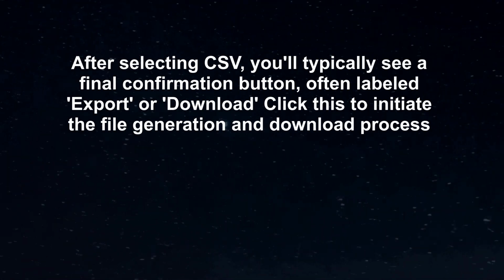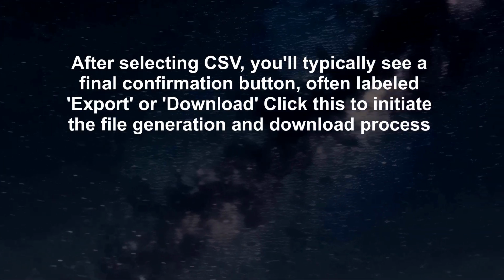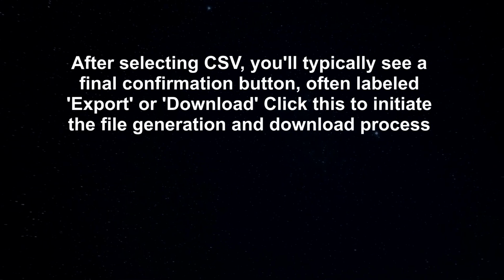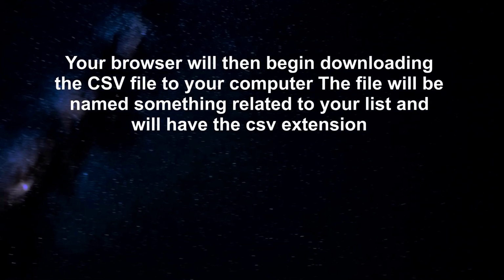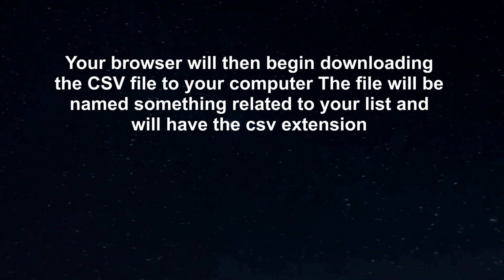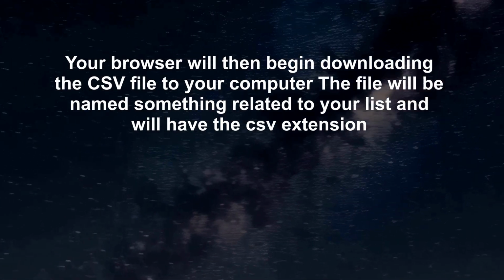After selecting CSV, you'll typically see a final confirmation button, often labeled Export or Download. Click this to initiate the file generation and download process. Your browser will then begin downloading the CSV file to your computer. The file will be named something related to your list and will have the CSV extension.